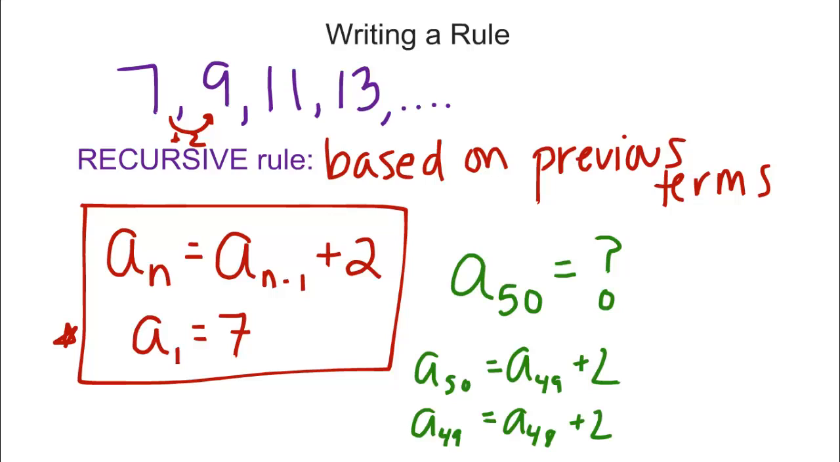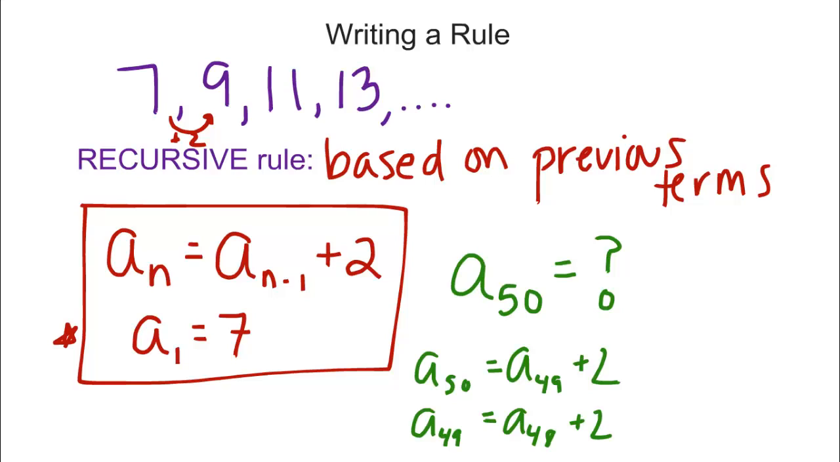With a recursive rule, it's kind of difficult to find A50, or a term value that's very far off in the sequence. So the recursive rule is nice because it's a little bit easier to see and easier to generate, but it's a little bit annoying if we're trying to find a term value such as A50.